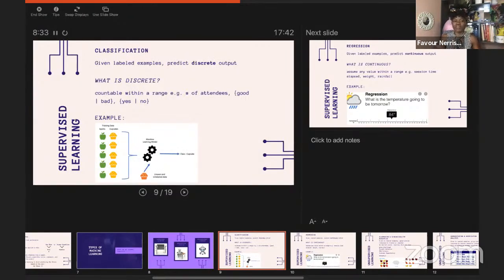Also answering good or bad, yes or no. These are also discrete outputs. And so an example of this is when you have a database of apples and cupcakes, and now you've labeled them as apples and cupcakes, and you feed it into this machine learning model. If you apply supervised learning and classification, and you apply this test, you say, hey, I'm giving it a cupcake. It hasn't seen this before. Tell me what it is. The model then is going to give you that singular discrete output of this is a cupcake. So that's a quick example.